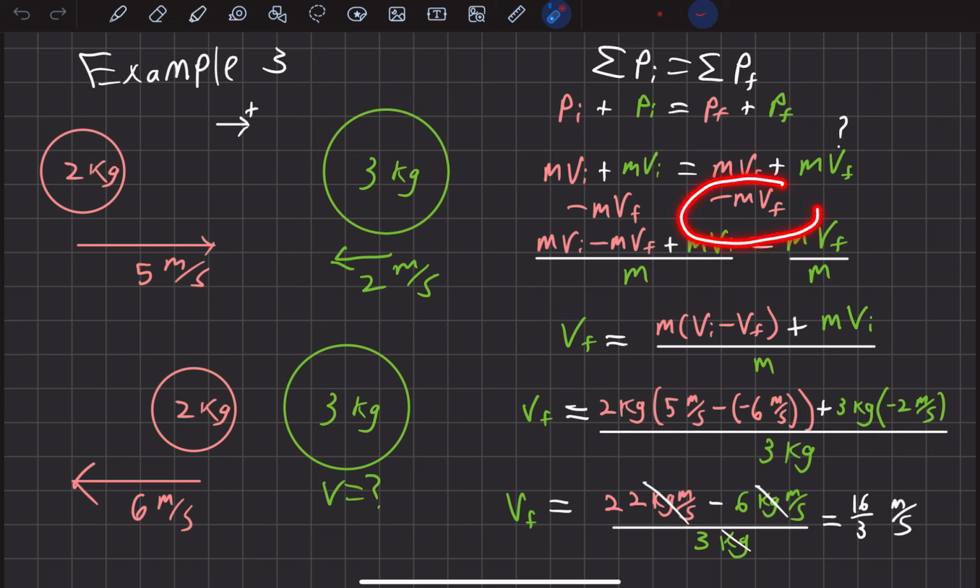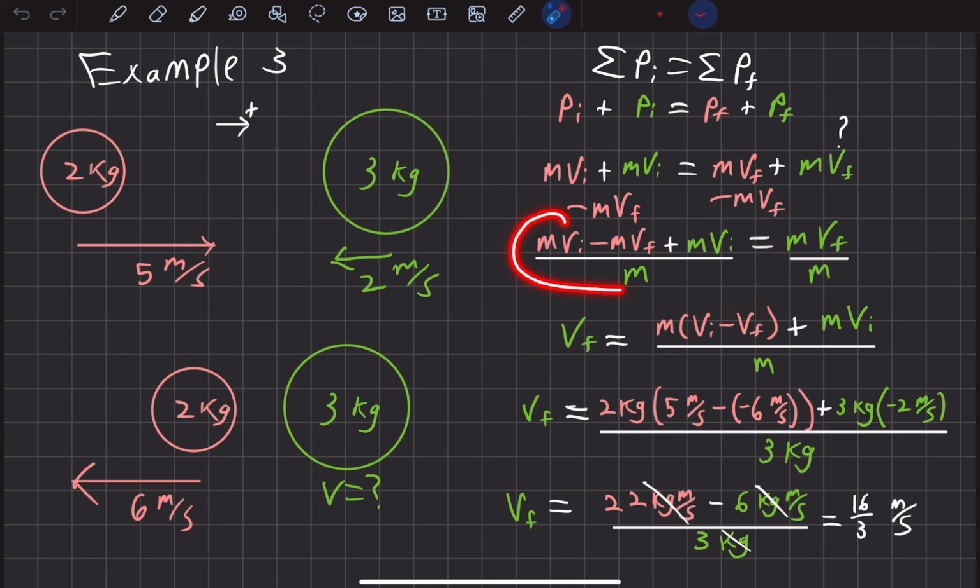The next step would be to subtract the final momentum of the pink object from both sides to move it over to the left side, and then divide both sides by the mass of the green object. This solves for the final velocity of the green object by itself. So the final velocity of the green object is going to equal the mass times the pink object's initial velocity minus the pink object's final velocity.